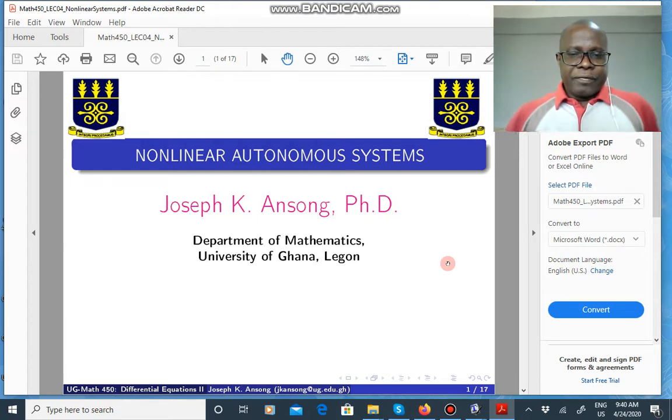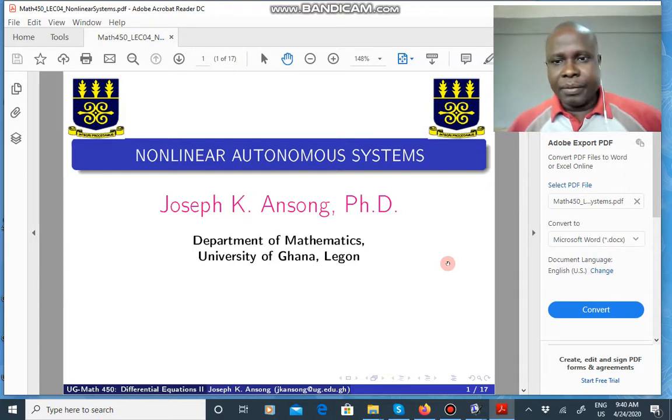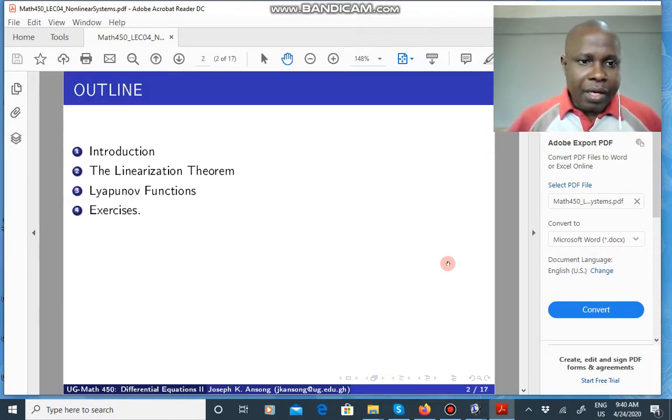So we want to finish off with differential equations. We are on to our last chapter on nonlinear autonomous systems. I'll give an introduction and then we'll go on to the linearization theorem, or if you like, the approach of linearization, and then later on we'll look at Lyapunov functions and how you can use them to analyze nonlinear autonomous systems. Okay?